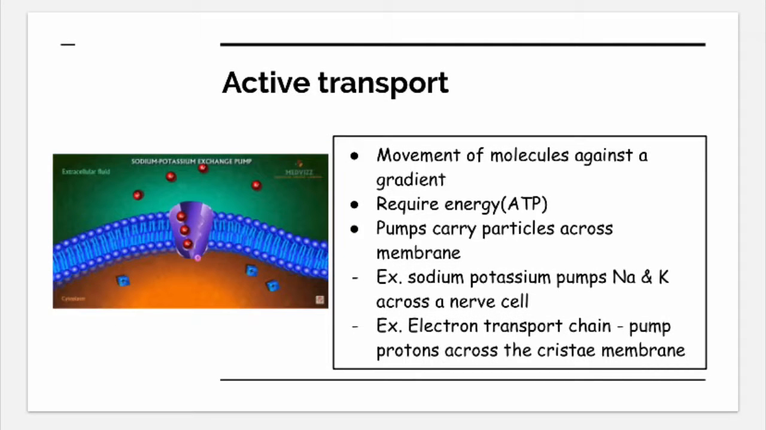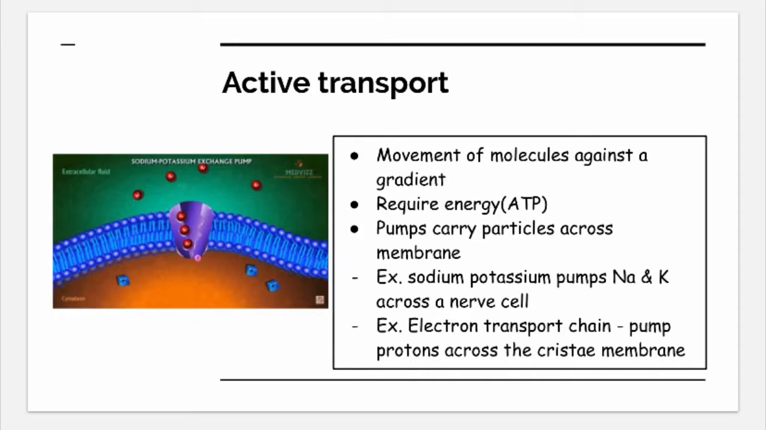The other type of transport is active transport, and that is the movement of molecules against a gradient. So it goes from a concentration of low to high. That's why it requires energy in the form of ATP. Pumps or carriers carry particles across the membrane by active transport.